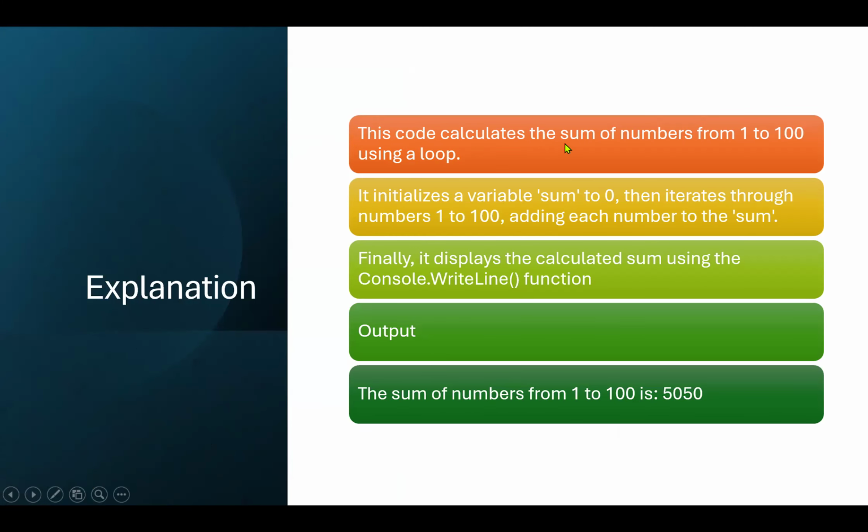The code calculates the sum of numbers from 1 to 100 using a loop. It initializes the variable sum to 0. That means it starts from 0 and then iterates through numbers 1 to 100, adding each number to the sum. So as it's going from 1 to 100, it's adding all the numbers together. Finally, it displays the calculated sum using the Console.WriteLine function. And there you see that the output gives the sum of all the numbers from 1 to 100 to be 5,050.